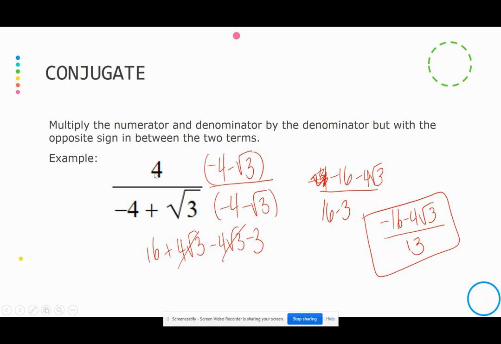In the numerator, we do 4 times negative 4, which is negative 16. 4 times negative square root of 3 is negative 4 square root of 3. Simplify everything, and if 13 was actually a number that was divisible by 4, we would have to divide everything by 4, but because it's not, we just leave it as is.